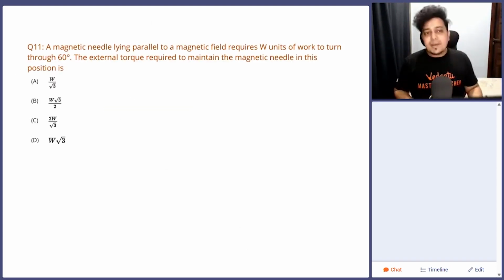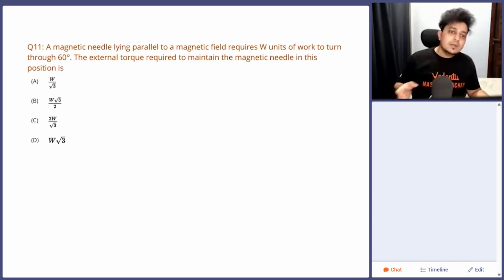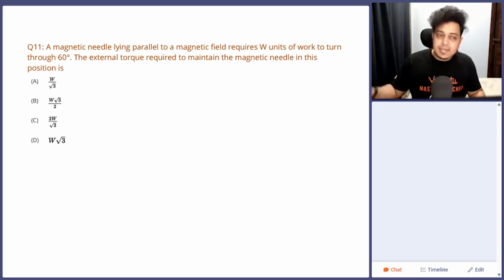A magnetic needle lying parallel to a magnetic field requires W units of work to turn 60 degree. If the magnetic needle is lying in the magnetic field, it will orient itself in the direction of the magnetic field.